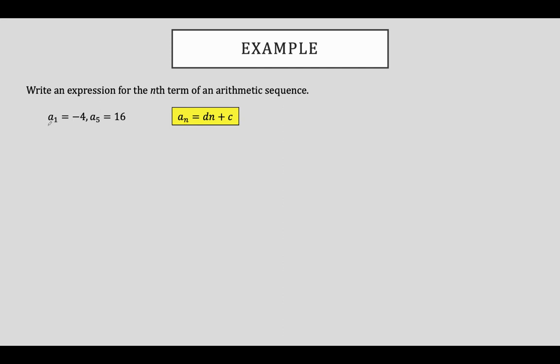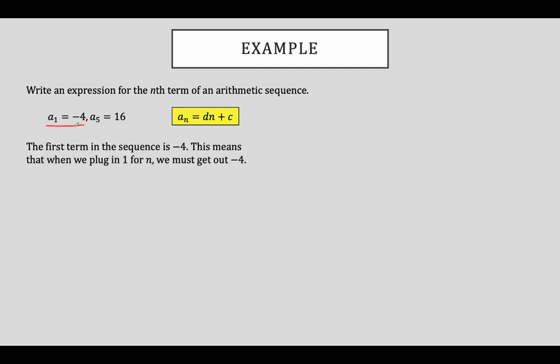Well, let's interpret this information. a1 is equal to negative 4. That tells me that the first term in the sequence is negative 4, meaning that when we plug in 1 for n, we must get out negative 4. If I plug in 1 for n, I have to get out negative 4. Meaning, negative 4 is equal to d times 1 plus c. Interesting.